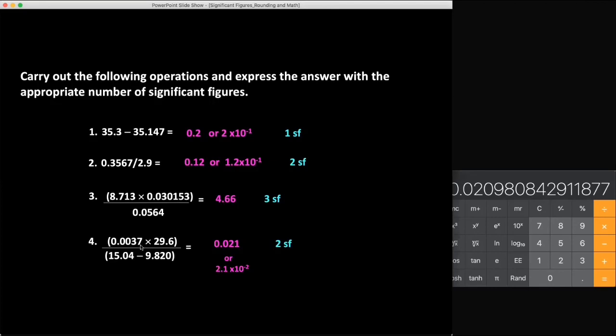0.0037 had 2 sig figs. It had the least amount of significant figures. So my final answer will be to 2 sig figs. 0.020. The 2 and 0 are my 2 significant figures. There's a 9 behind that 0, so I rounded up 1. So 0.021 is my final answer to 2 significant figures. And in scientific notation, you get 2.1 times 10 to the negative 2.